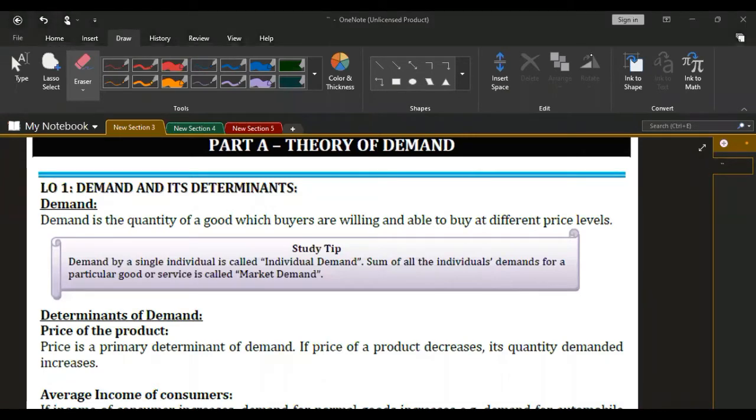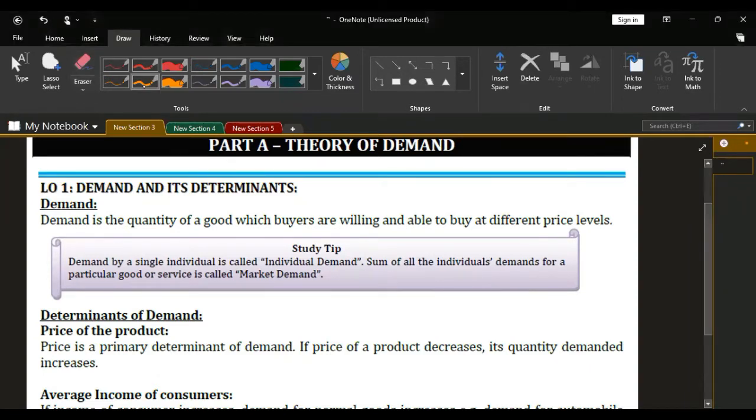Today we are present in the second chapter of economics, where our first topic is demand and its determinants.